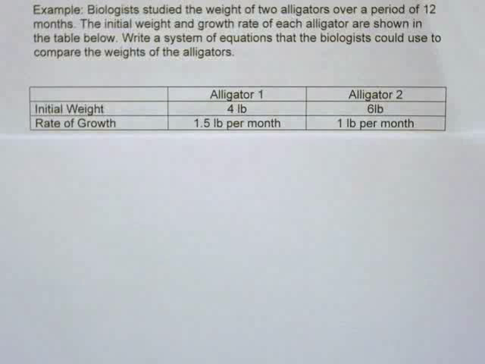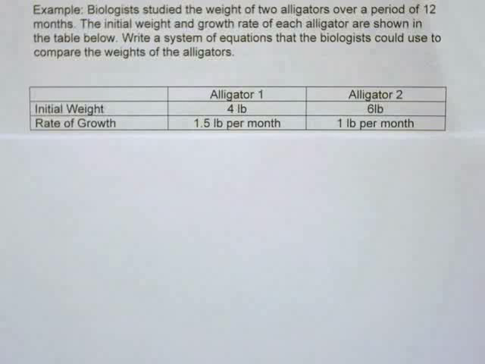In this video, we are going to write a system of equations from a given problem. All right. So let's see what we have. A biologist studied the weight of two alligators over a period of 12 months. The initial weight and growth rate of each alligator are shown in the table below. Write a system of equations that the biologist could use to compare the weight of the alligators.